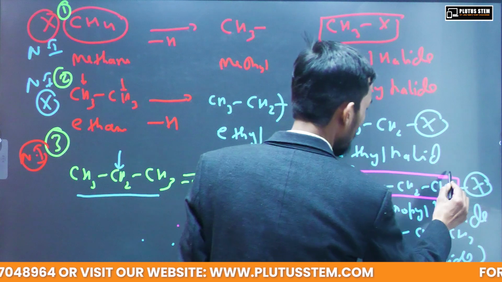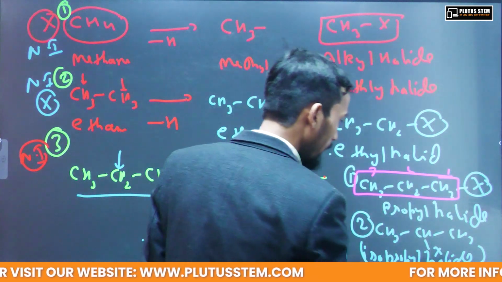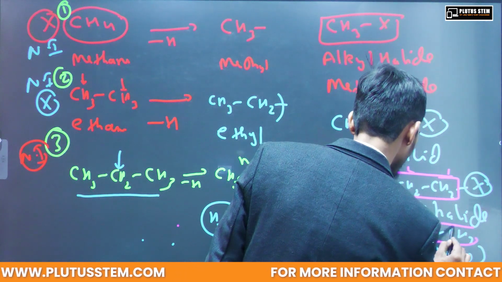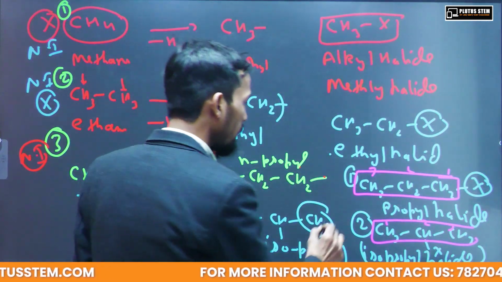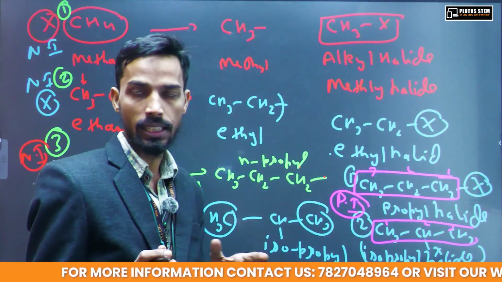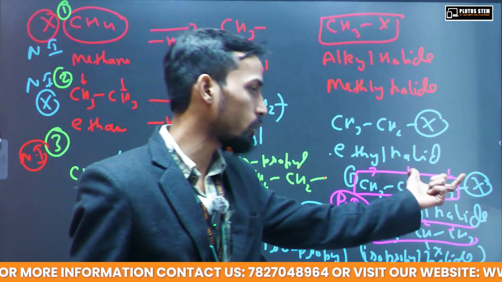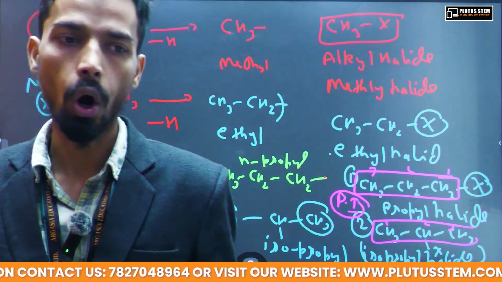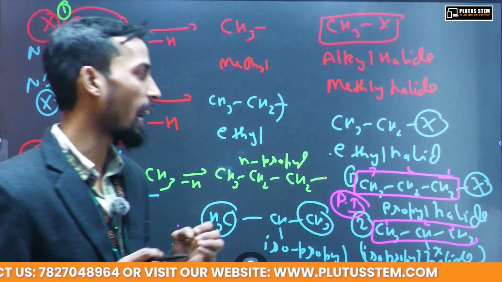If you give the IUPAC naming 1, 2, 3, and here also the principal chain is this one only, 1, 2, 3. So both of them are positional isomers because the chain is same and the position of this halogen is changing. Position of this functional group is changing. That's why we call them positional isomers.